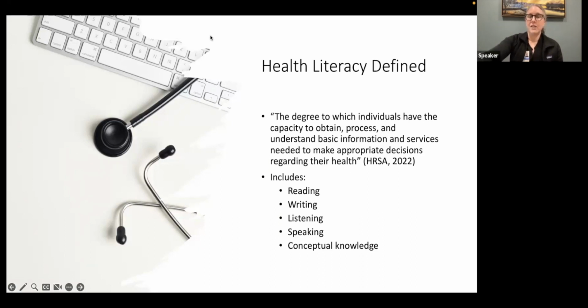It points to the need for a comprehensive evaluation to understand not only are they understanding the words that we're saying, but they're able to potentially write them if they need to, that they can hear what we're saying, and that they understand and can remember.